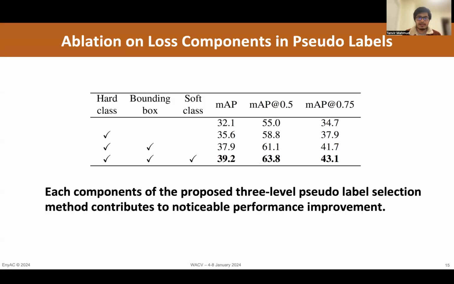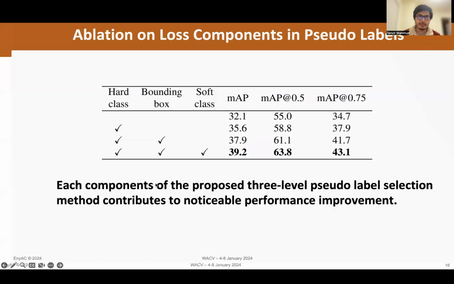And we do some ablation on loss components and pseudo labels. You can see we have 3 types of pseudo label selection method, and we introduce 3 loss functions to optimize these pseudo label selections. You can see the integration of each component of the proposed 3-level pseudo label selection method contributes to noticeable performance improvement, and we get the best performance by combining all 3 methods of pseudo label selection.